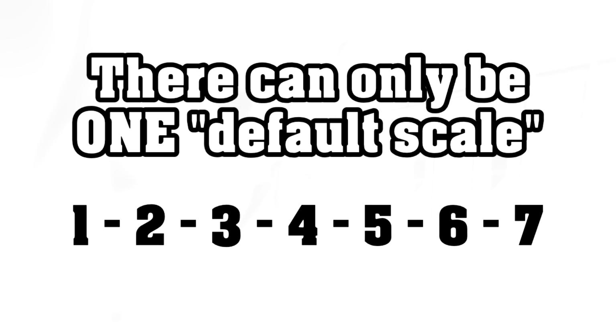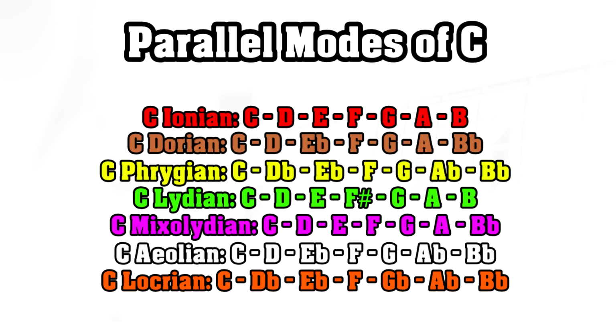So let's actually listen to what each of these 7 scale formulas sounds like back to back. We're going to use C as our tonal center. In other words, we're going to make C to be the 1, and then we're going to apply the scale formula.